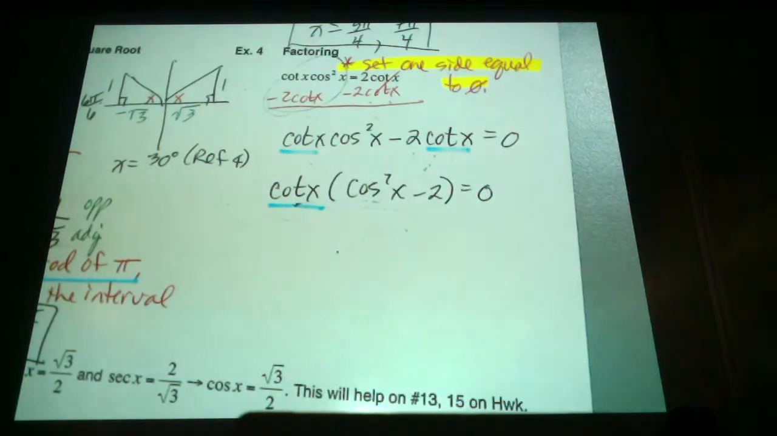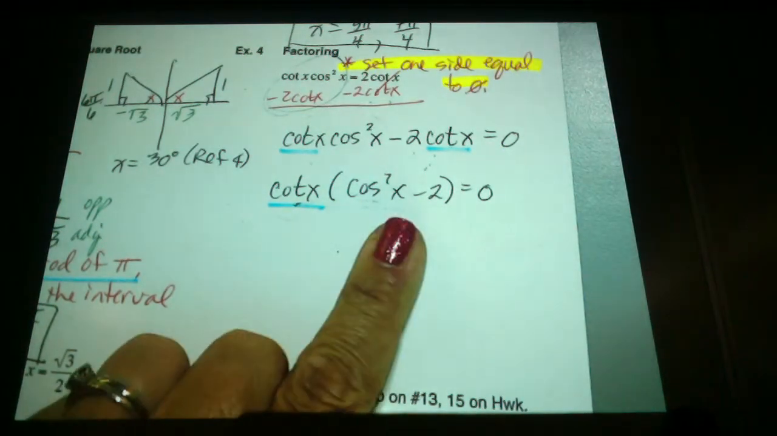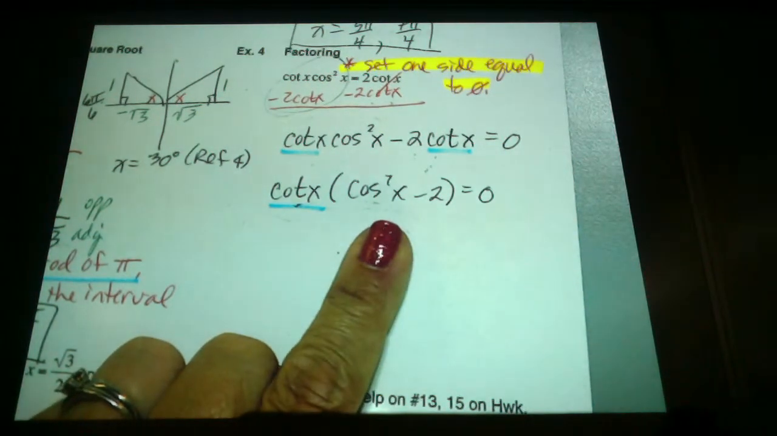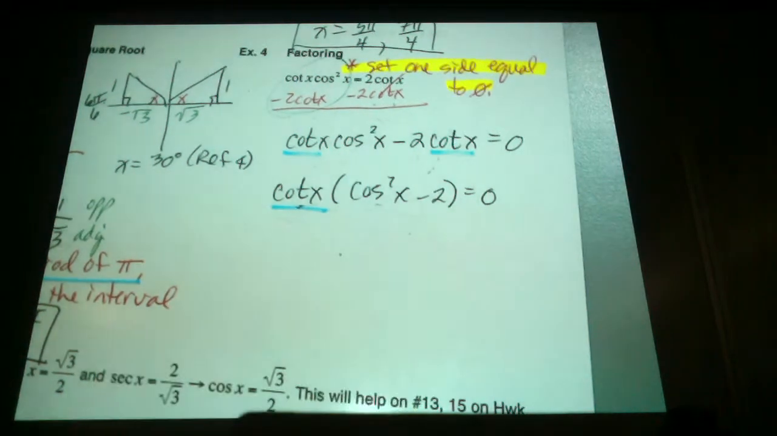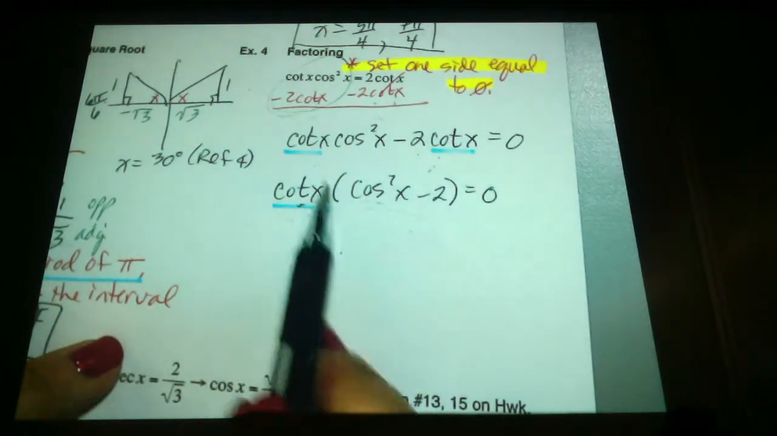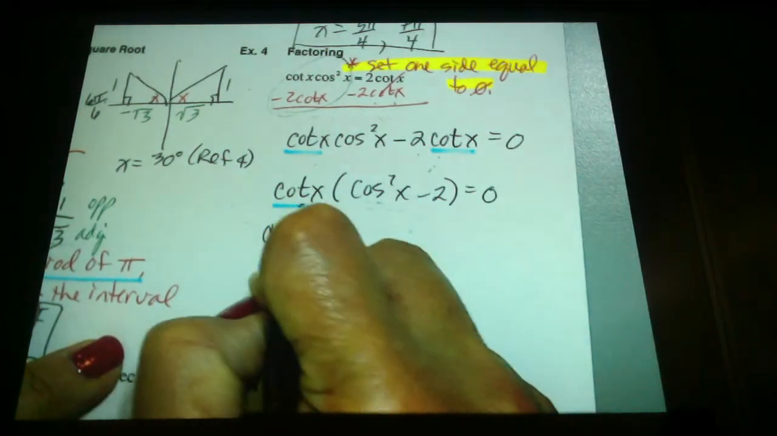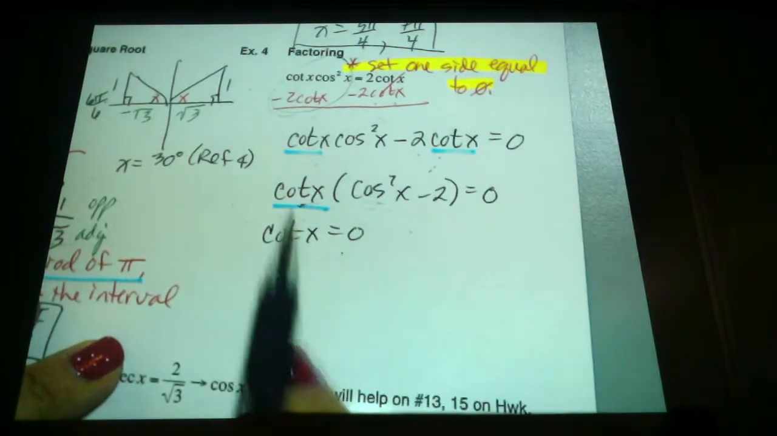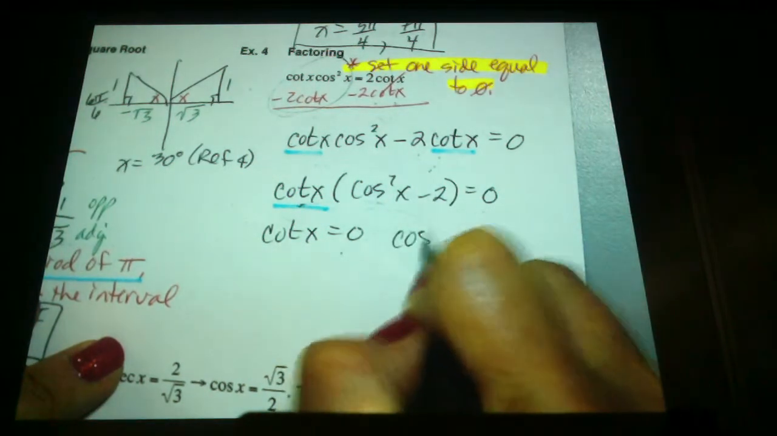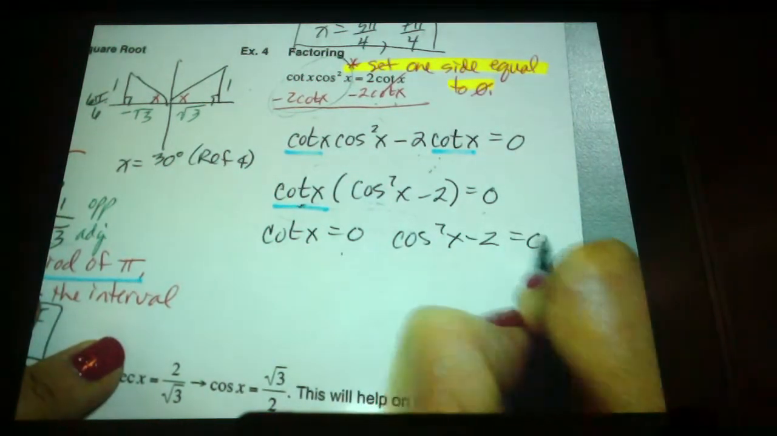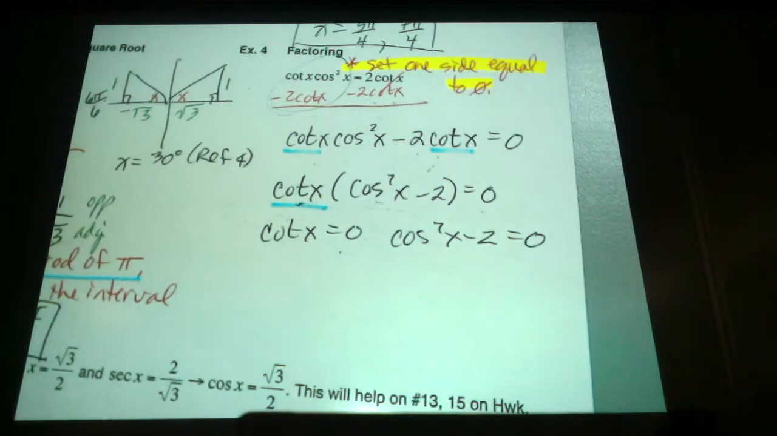Okay. So to solve, I'm not going to redistribute. I really can't factor this one because of the minus 2. So instead, you're going to take each of your different factors and set them equal to 0. Cotangent of x is equal to 0. Take this and set equal to 0. And then take the other factor, cosine squared x minus 2, and set it equal to 0. So I now essentially have 2 problems in one.